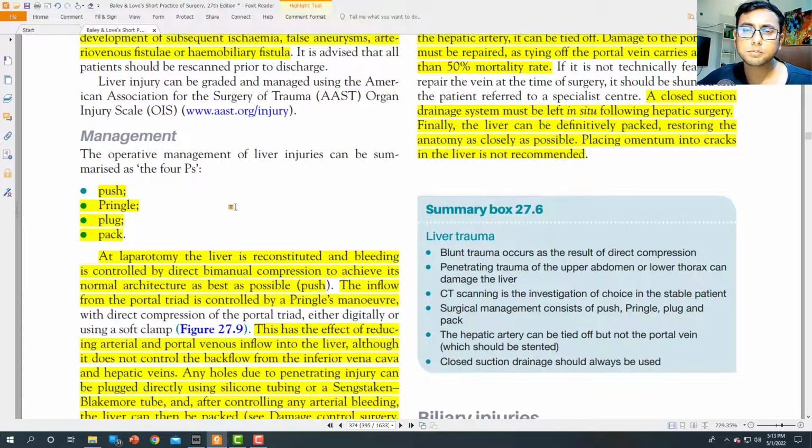Now what can be done operatively? If I can see massive bleeding coming from the liver vessels or liver, then first we have to block the supply of the liver, that is the portal triad: the hepatic artery, portal vein, and the hepatic duct. That is three structures, it is also called the portal triad. So we must block that by Pringle's maneuver.